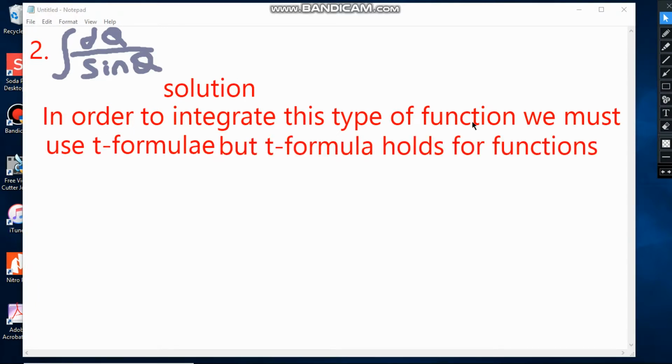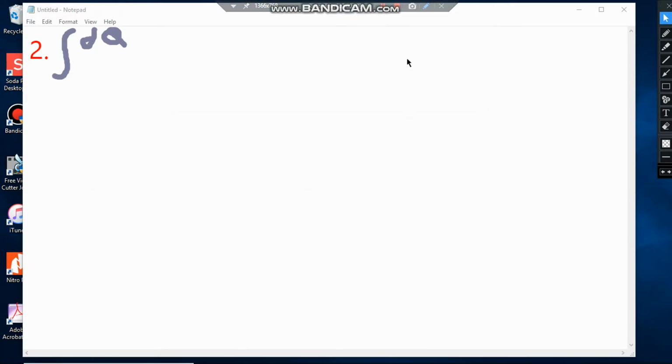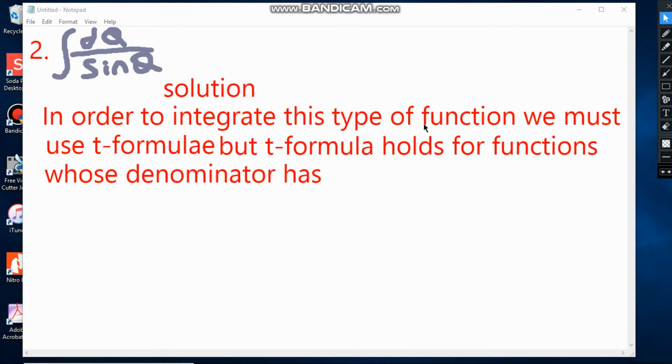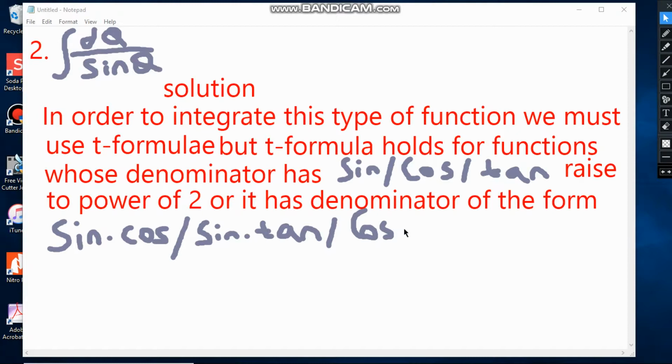In order to integrate this type of function, we must use the T formula. But the T formula holds for functions whose denominator has sin theta or cos theta or tan of theta raised to the power of 2, or it has a denominator of the form sine of theta times cos of theta, or sine of theta times the tan of theta, or cos of theta times tan of theta, and so on.